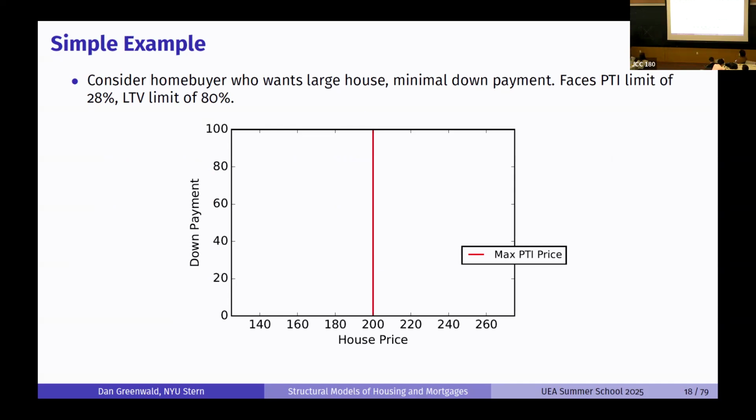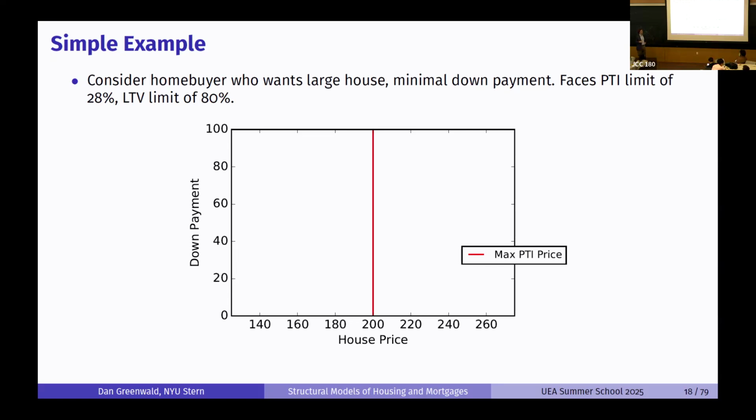So here's a simple example, and I think this is actually going to contain a lot of the intuition behind that Justiniano, Primiceri, and Tambalotti result that may not have been intuitive, at least the way I explained it. So here's a simple example. Let's consider a home buyer who wants basically as large a house as possible at the minimum down payment, which I think is a pretty good description of a new home buyer or many buyers.